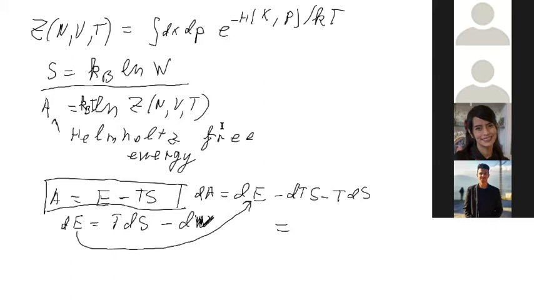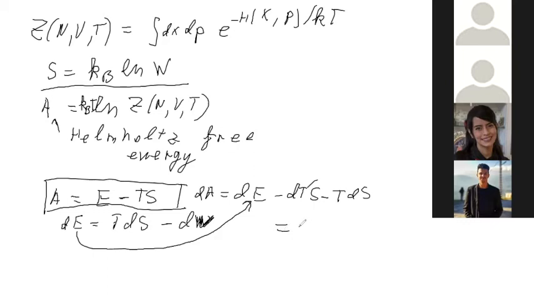dA equals minus S dT. Okay, so almost, with the sign I have a problem. Why is there a minus and parentheses?